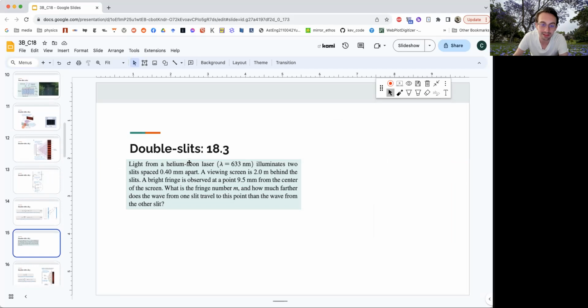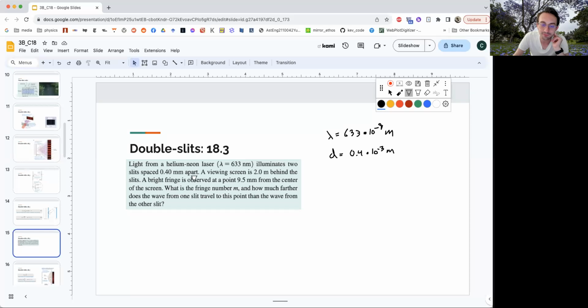Okay, so let's do a practice problem so you can actually get a feeling for this. We have light from a helium neon laser, which will be some color, 633 nanometers. It illuminates two slits, so hey, we've got a double slit, that are spaced 0.4 millimeters apart. So they've already told us a couple of important facts. Our lambda is 633 nanometers, so we can write that as 633 times 10 to the minus 9 meters. And our little d, the spacing between the two slits, is 0.4 millimeters, so we write 0.4 times 10 to the negative 3 meters. So that's taking care of our conversions.